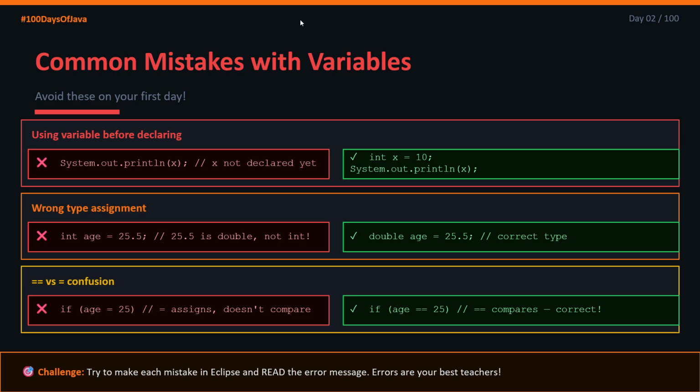And next, common mistakes with variables. Let's talk about the most common mistakes beginners make, and trust me, everyone makes these. Mistake number one, using a variable before declaring it. Java reads top to bottom. You must declare before use. Like this, you are writing direct x without initializing anything.